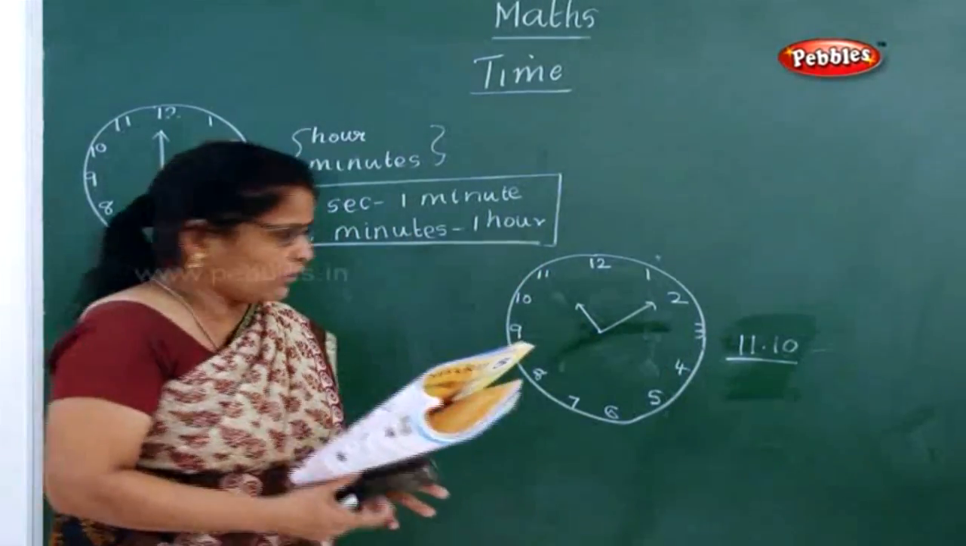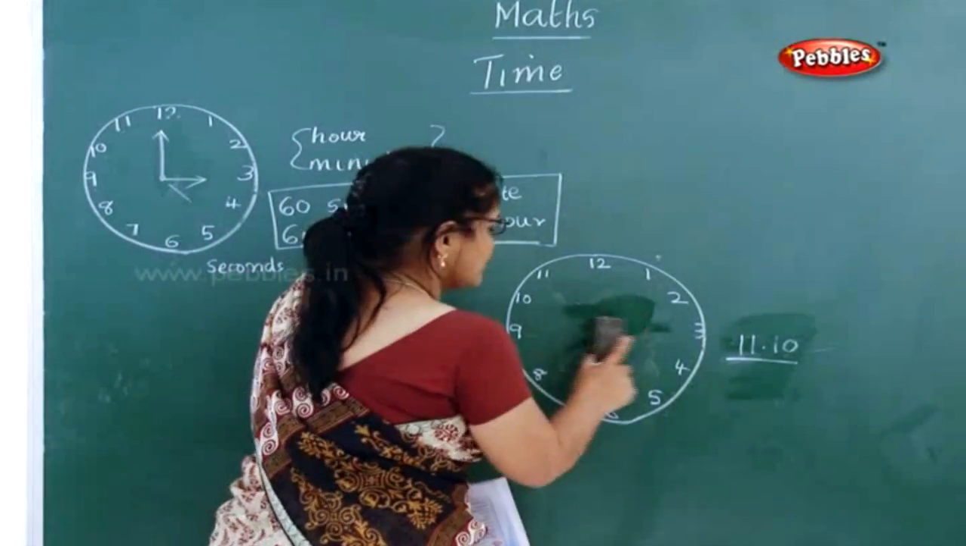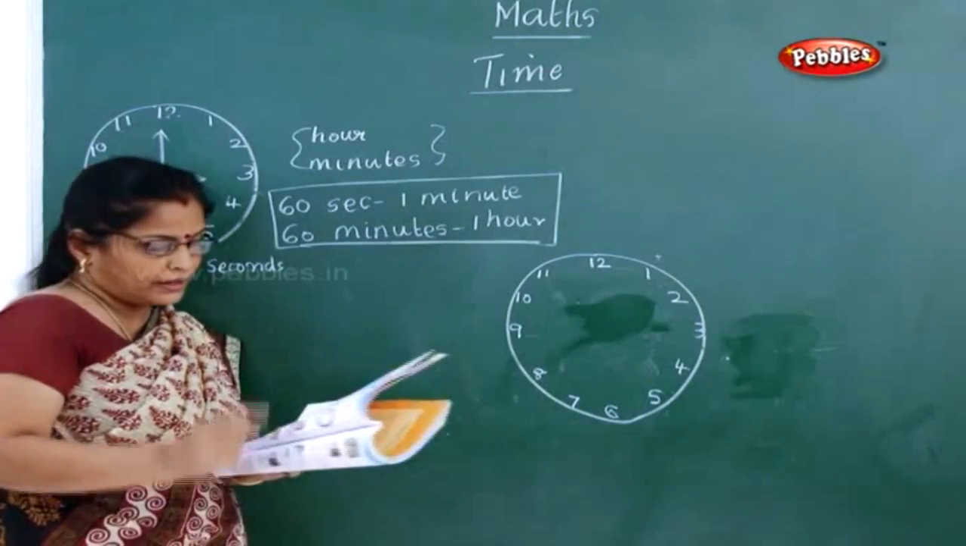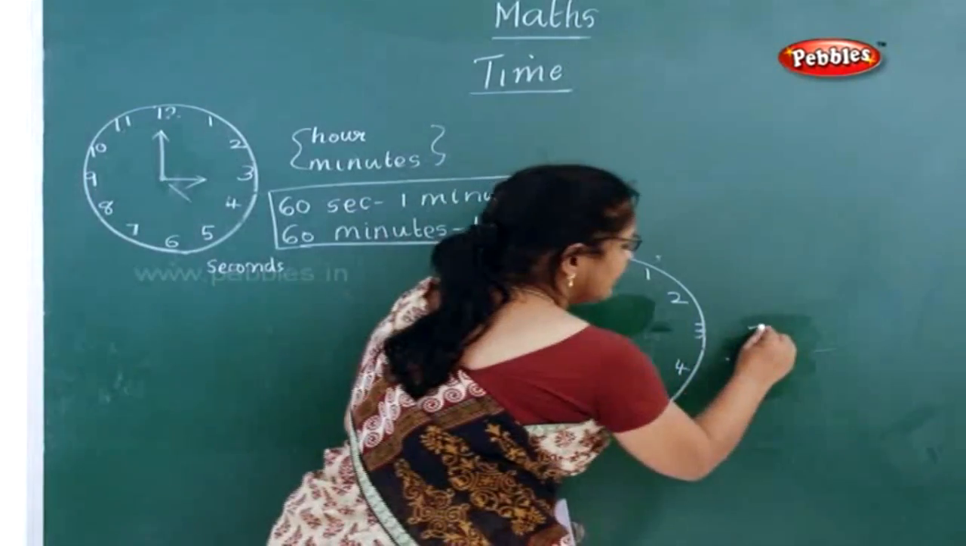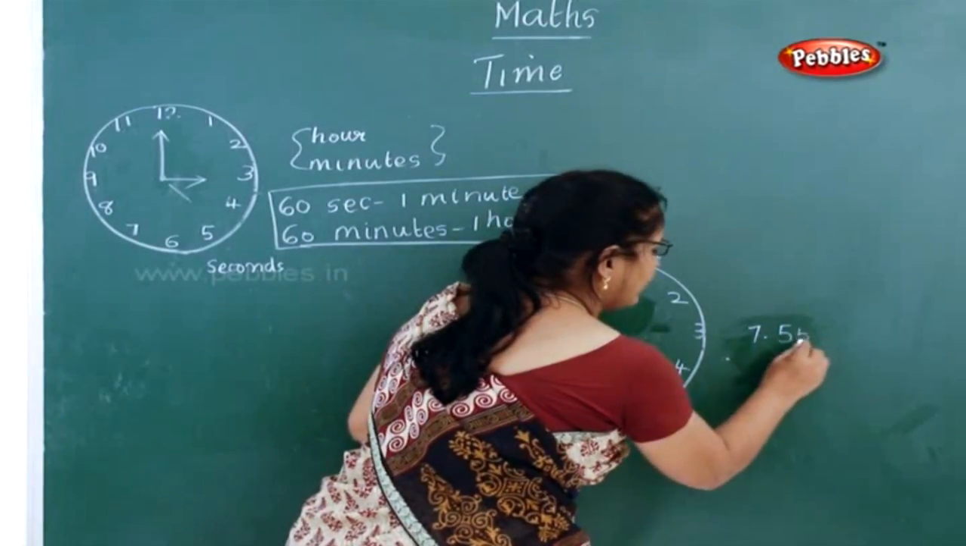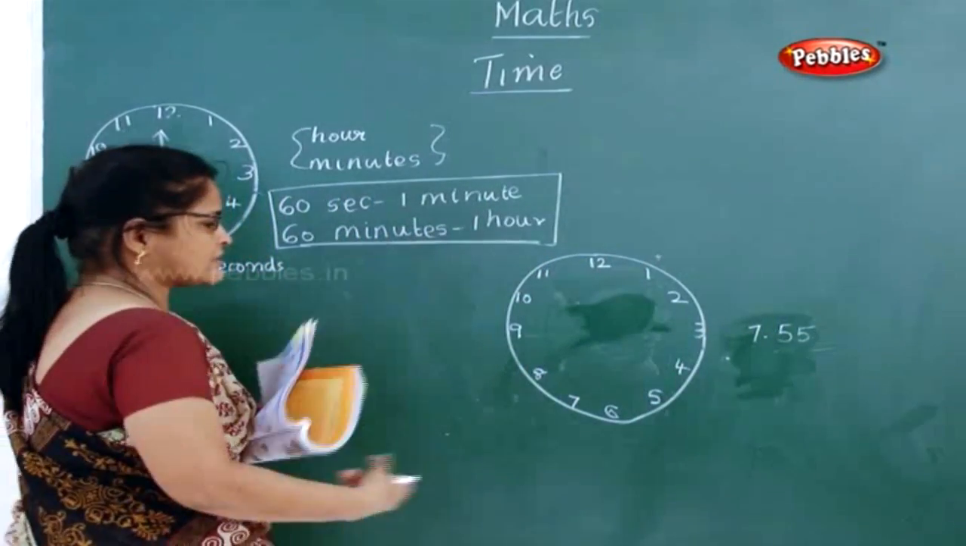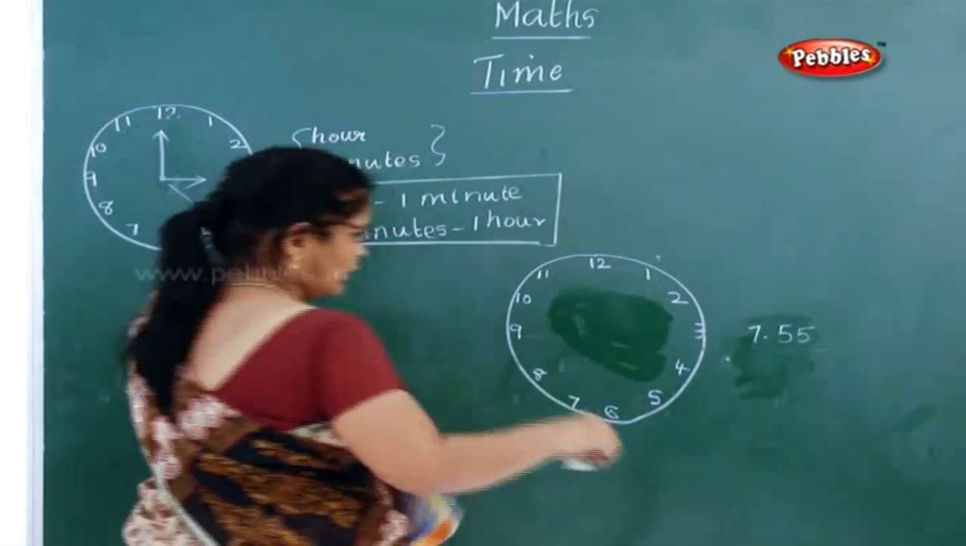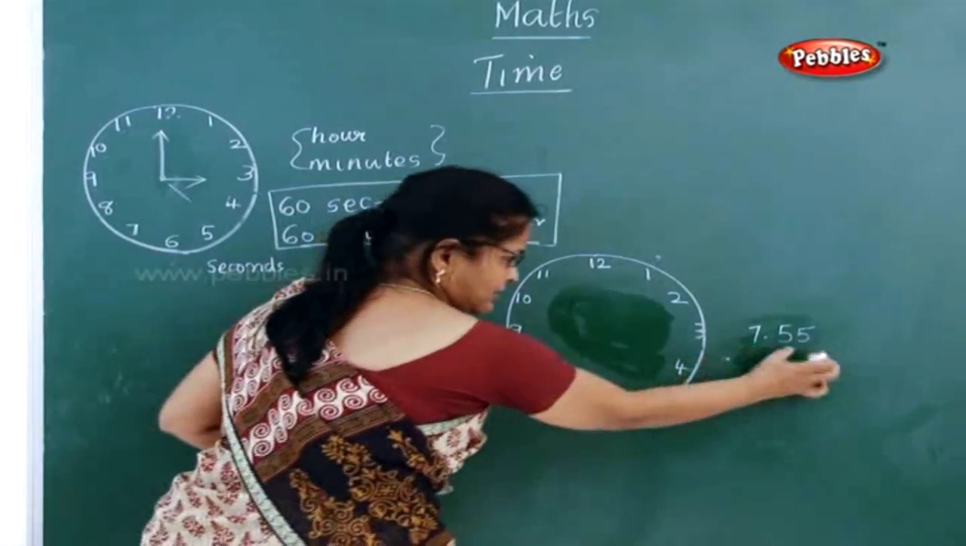Now what is the next one they have asked? Can you just see? What is the next time they have given? It is 7:55. Now tell me how many can see. Just find out how many can do it. 7:55. Now I told you this is the hour, this is the minute.